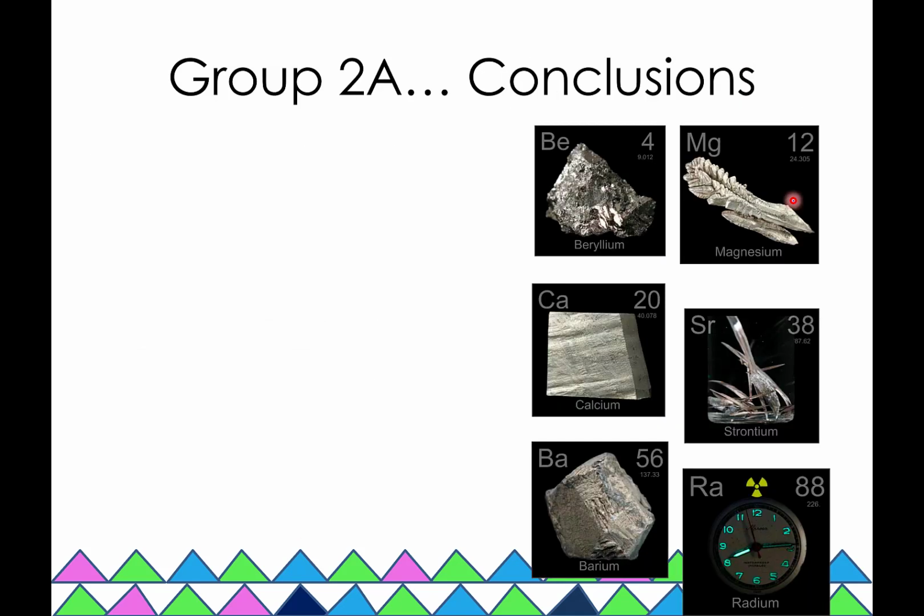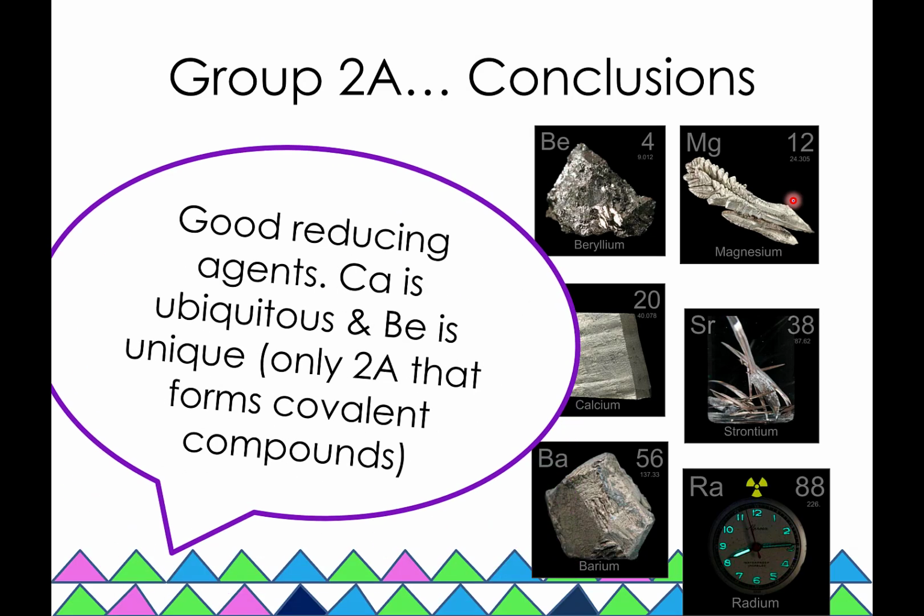Okay, so there is a lot about the group 2A metals that we are not going to get to, unfortunately, but a few reminders. They're great reducing agents. Calcium, especially calcium carbonate, is ubiquitous, but we also see calcium as calcium oxide or calcium hydroxide. And beryllium is unique. It's the only 2A metal that forms covalent compounds, and we also looked at some of the beryl gemstones such as emerald, morganite, and aquamarine.